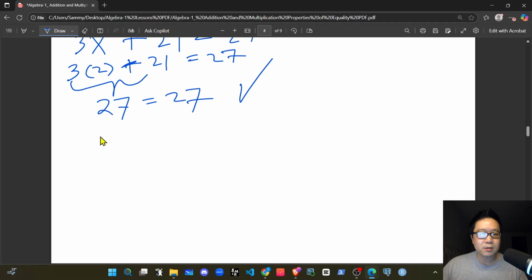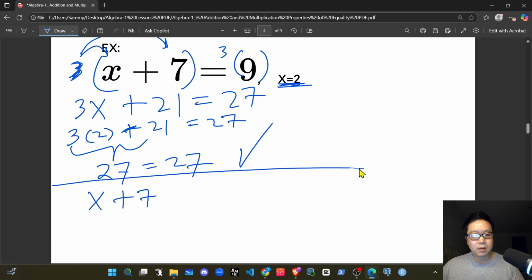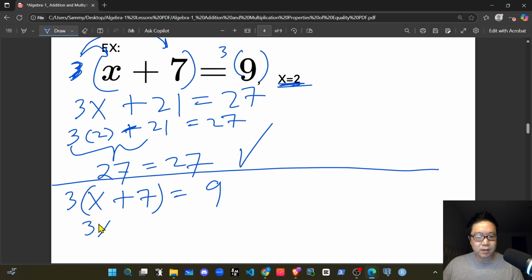What do you think happens if we were to only multiply one side by 3? So we're just going to multiply one side, the left-hand side, and we're going to leave the right-hand side as it is. Well, what happens is, again, we multiply 3 by x and the 7 using the distributive property. So we get 3x plus 21 equals 9.